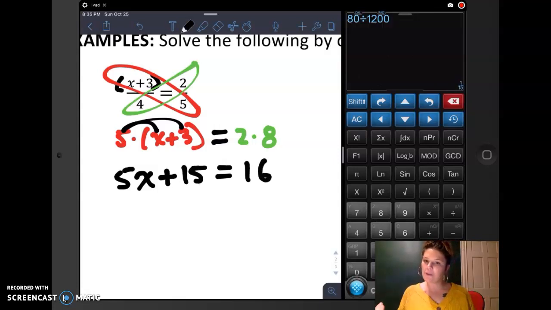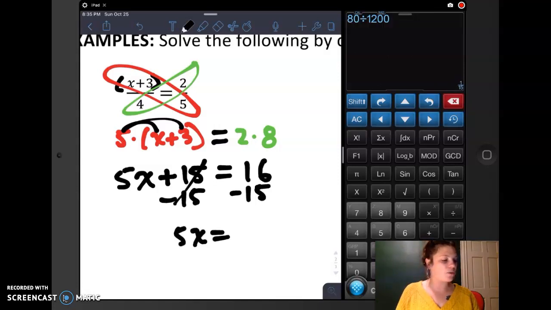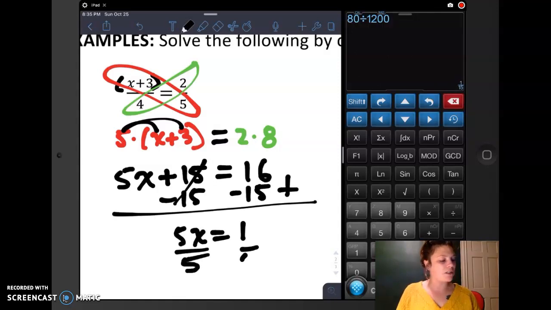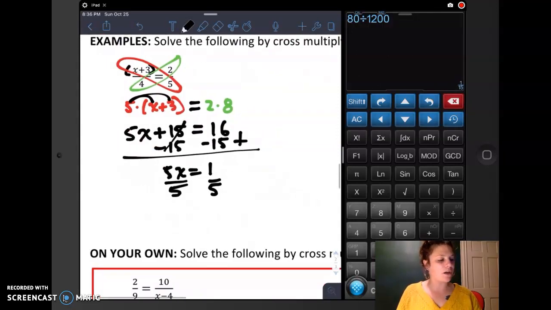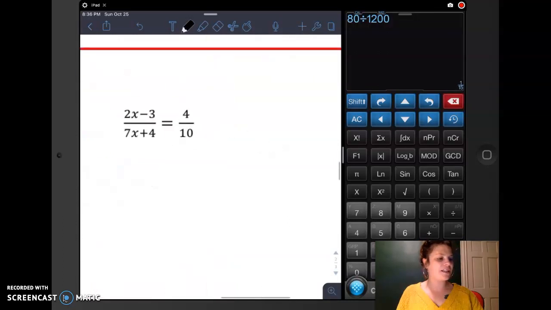Now it's just a 2-step equation. So minus 15 from both sides, we get 5x is equal to 1. Remember, you're always adding top to bottom. Divide by the number that's in front of the x, even if it's bigger, and we get x equals 1/5. Last example, it's going to be another one like this.